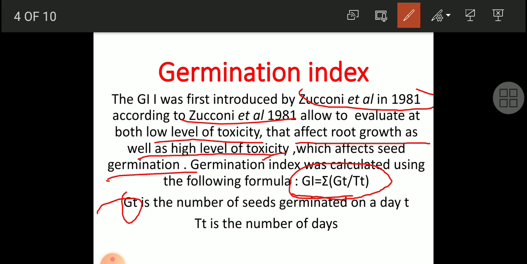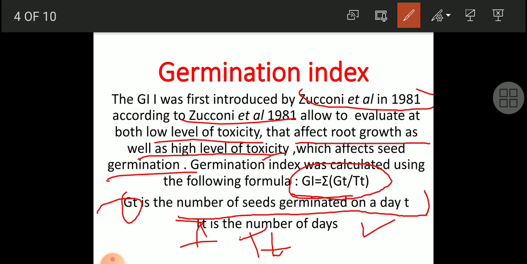Here Gt is the number of seeds germinated on the tray on day T. Suppose we have taken the reading of our experiment on the second day. On the second day, how many seeds have germinated? That number you have to write. And Tt is the number of days. You have to keep in mind that Tt is the number of days.